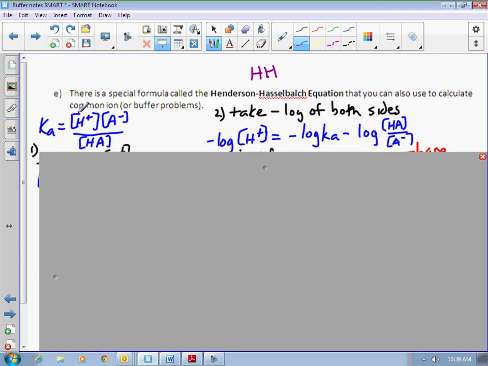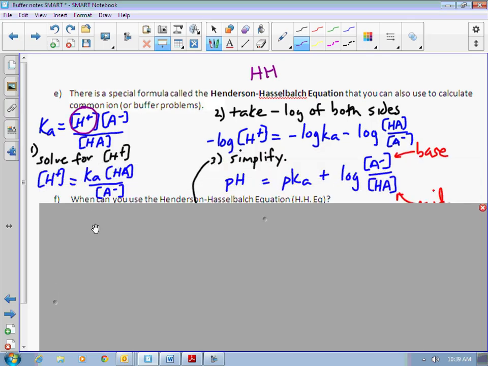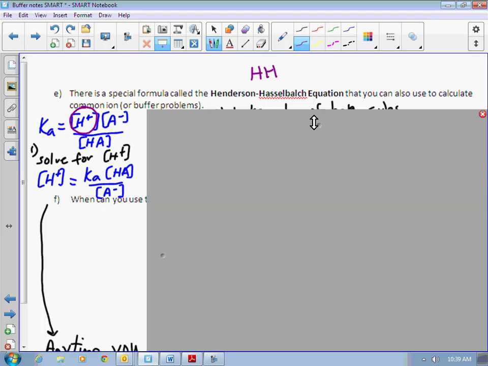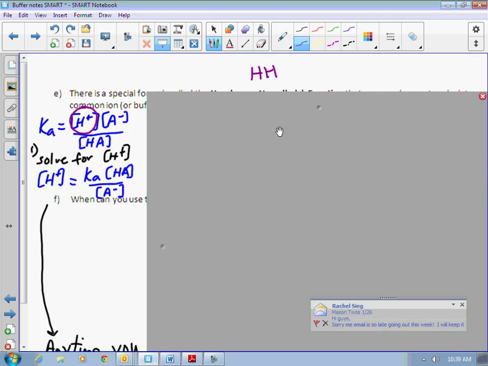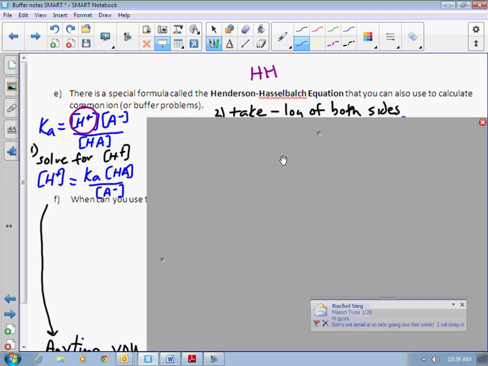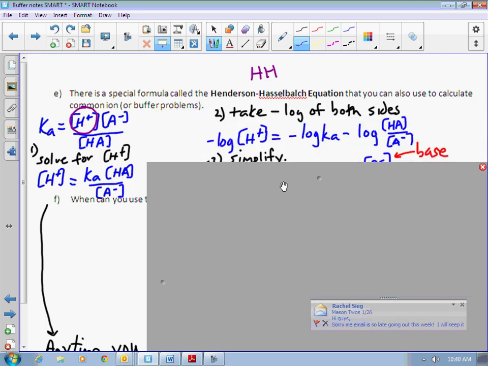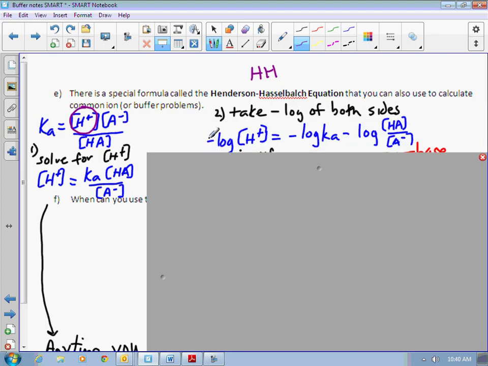What I want you to do is rearrange it so that you solve for H plus. So do a little bit of algebra so it's H plus equals the rest of those variables. Give you a second to do that, okay? And now you can check your answer. So we solve for H plus, okay? Now what I want you to do is we're just going to logify everything. So I want you to take the log of both sides. So when you do that, it looks something like this. And by the way, that was the negative log of both sides.